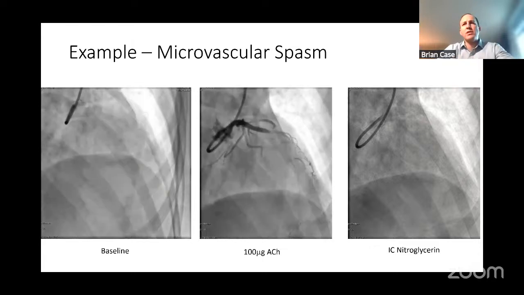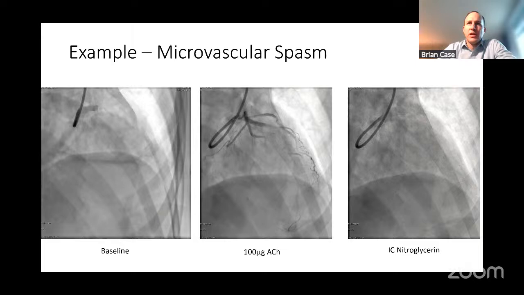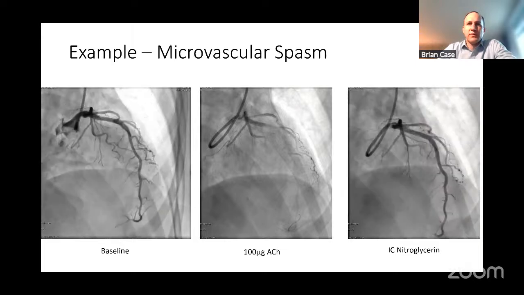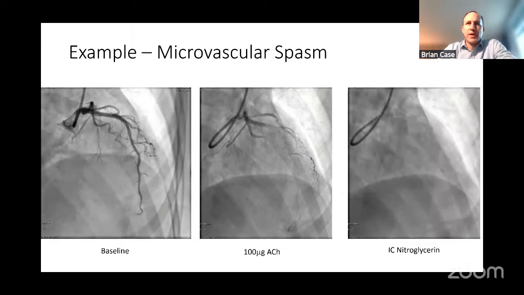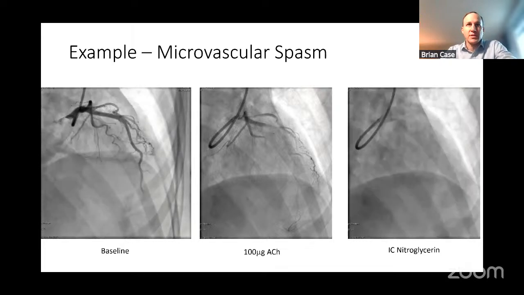Again, we give 200 IC nitroglycerin, and things open up nicely. Flow is back to normal. She feels better, and she was placed on calcium channel blockers and has been doing well ever since.